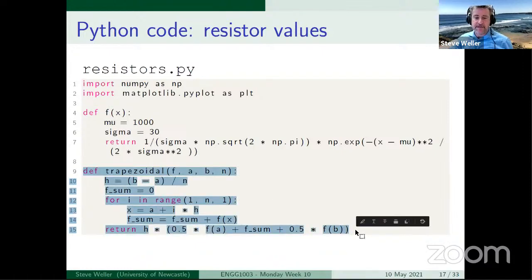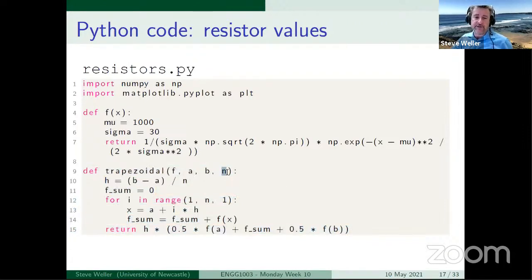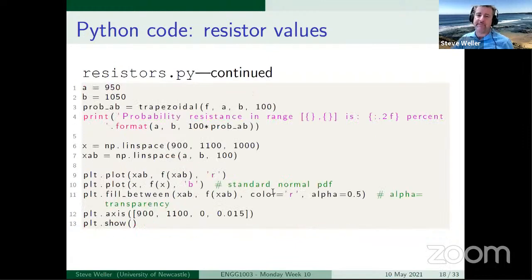Lines 9 to 15 need no great commentary from me because we've seen them about half a dozen times before. It's the trapezoidal method for integrating a function between the limits of a and b using a total of n panels. You've seen it before. We've also got here in the second half of the code, the limits of integration being 950 and 1050. We then integrate the normal function between the limits of a and b. And then we display the results on the console. I'll run it for you live in a moment.